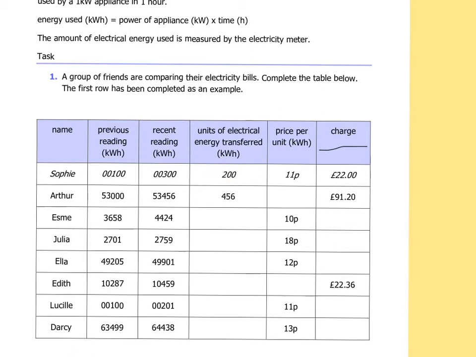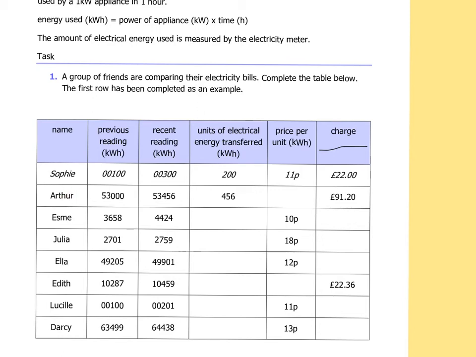The company she's with charge her 11 pence per kilowatt hour. So 11 pence here multiplied by the 200 units you've used equals £22. If you were to put that just in pence, this would be 2,200 pence, but as you can see, they want it in pounds and pence. So let's have a look at Arthur's next.